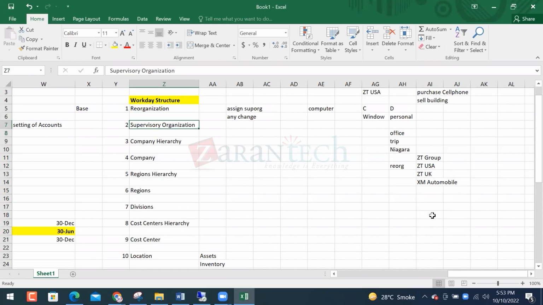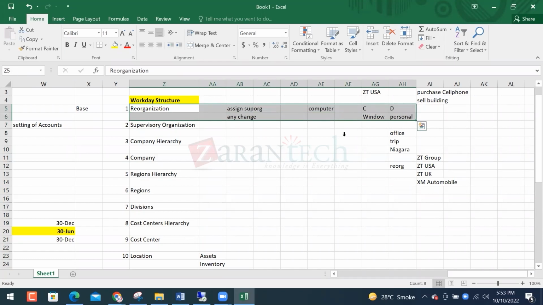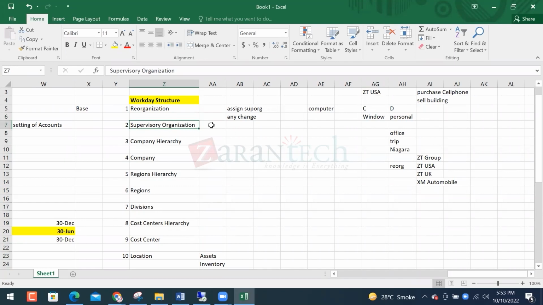Now come towards the supervisory organization. Reorganization is clear to you? Yes. Okay, good. Now, what is a supervisory organization? Supervisory organization is the HR organization, you can call it, where you define or where you hire your employees for your company. You can create any number of supervisory organizations. The system will not restrict you. For example, I want to create separate hiring for USA and UK separately, then I will create two reorganizations.